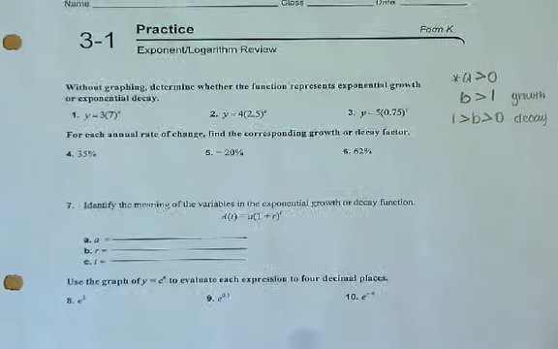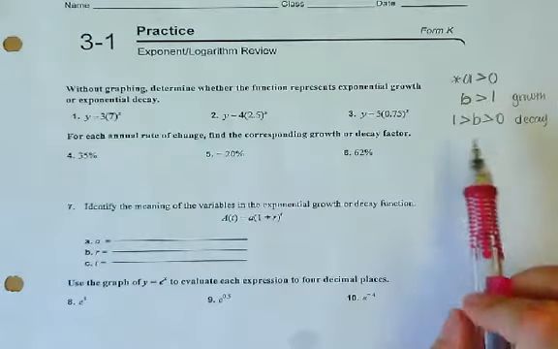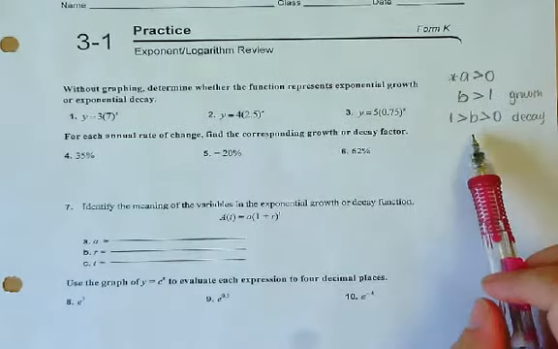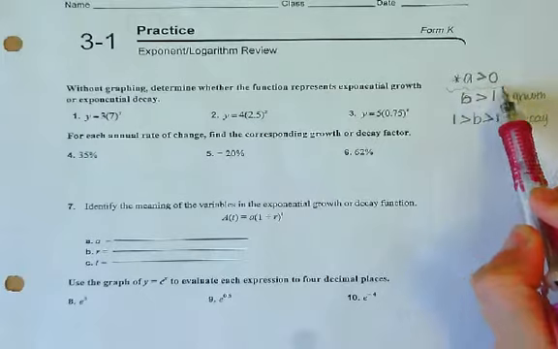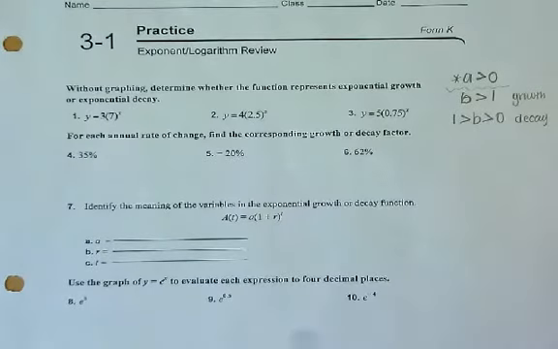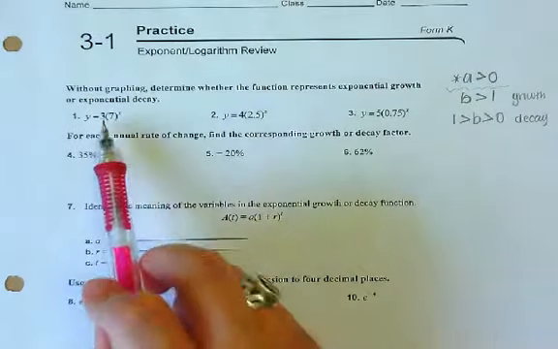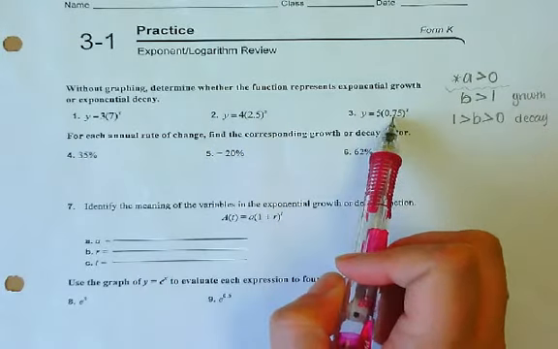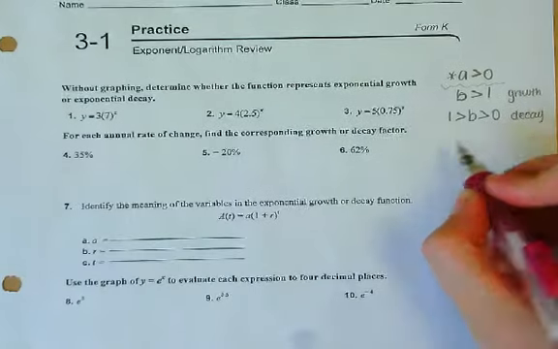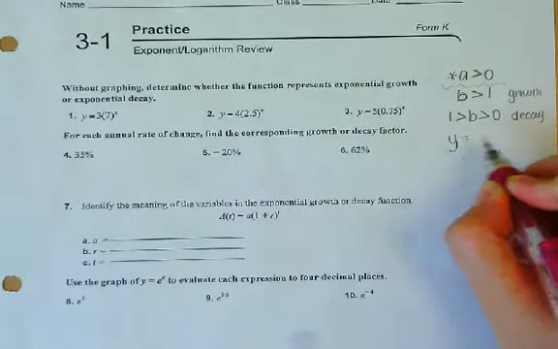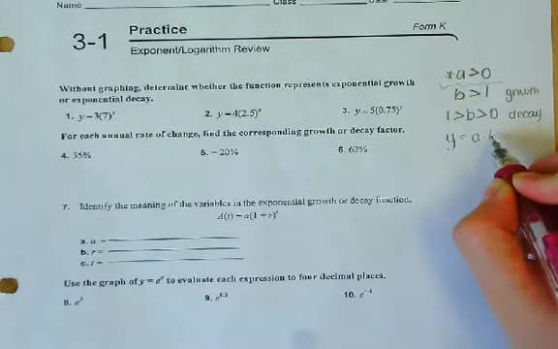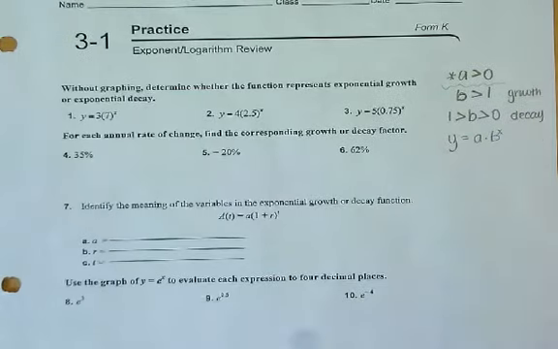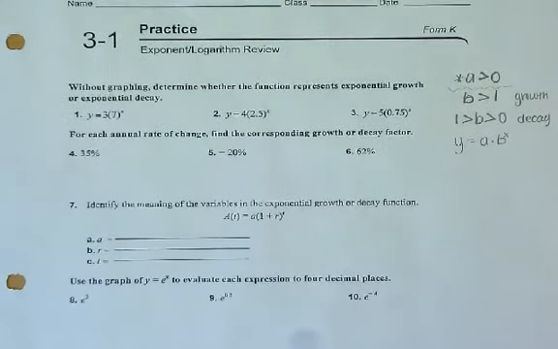decay. So over here to the side, I've written a few notes. In order to have growth or decay, a has to be greater than 0. So in each one of my functions, a is the value out front, b is the value that carries the exponent. So if I write the generic form of an exponential function, it's a times b raised to the x. So the b value is always going to carry the exponent.